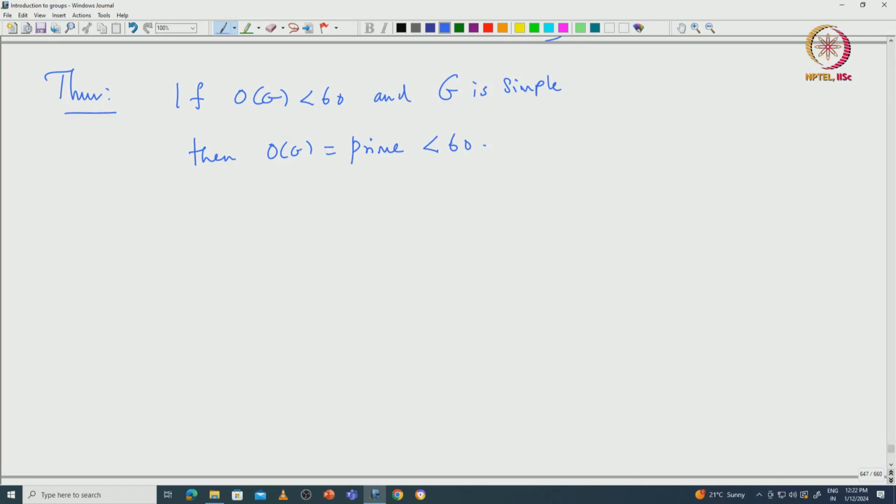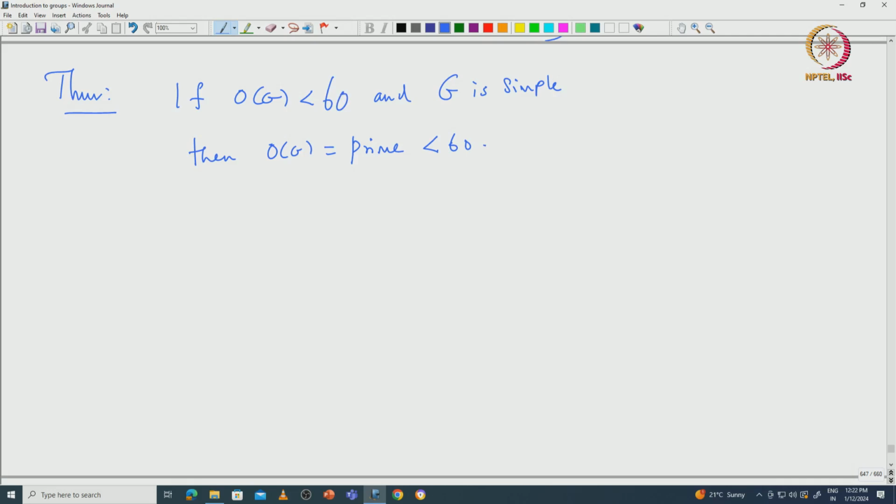Okay, what is a simple group? Recall that G is simple if it doesn't have any proper non-trivial normal subgroup. So if you take a group of order less than 60 and it is simple, then you can prove that the only such groups are prime order groups.